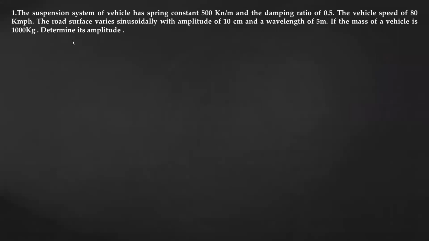Okay, so in this problem, what is given? The suspension system of the vehicle has a spring constant of 500 kilonewton per meter and the damping ratio is 0.5. The vehicle speed is 80 km per hour. The road surface varies sinusoidally with an amplitude of 10 centimeter. That means the road profile is like a sine wave, having an amplitude of 10 centimeter and a wavelength of 5 meter. If the mass of the vehicle is 1000 kg, determine its amplitude.